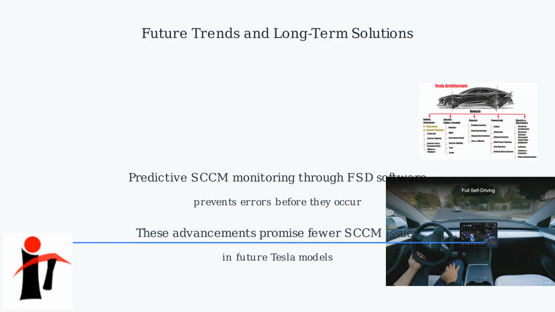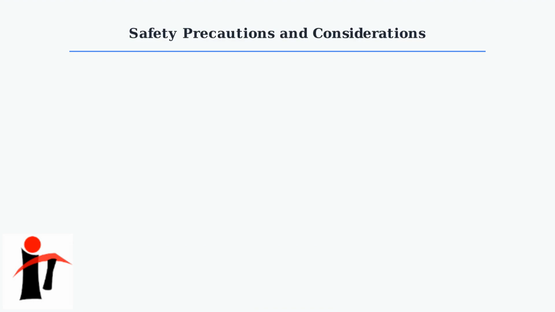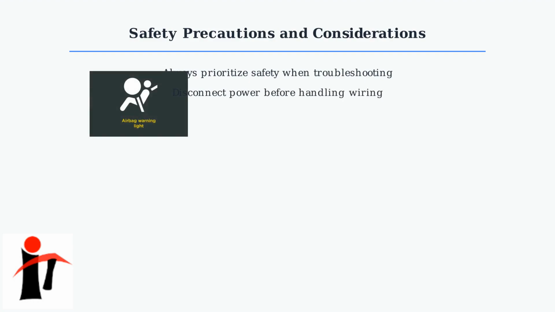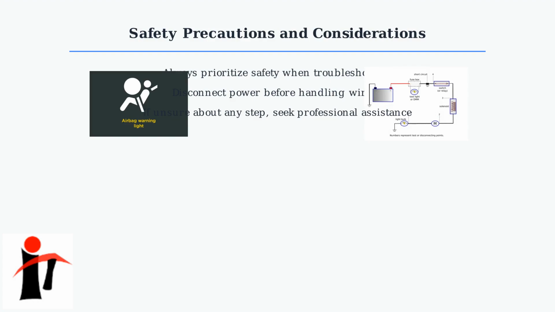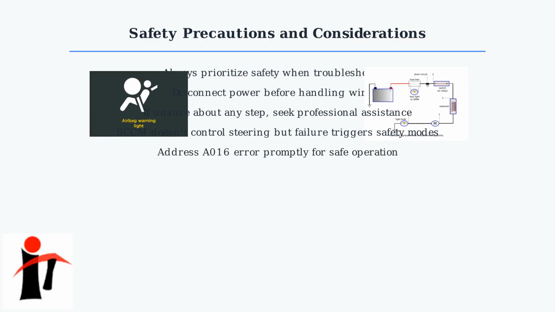future Tesla models. When troubleshooting the SCCM A016 error, safety must always come first. Always prioritize safety when troubleshooting any vehicle system. Before handling any wiring or components, disconnect the power to prevent airbag deployment or electrical shorts. If you're unsure about any troubleshooting step, stop and seek professional assistance from a certified Tesla technician. Remember that the SCCM module doesn't directly control steering, but its failure can activate safety modes that limit vehicle speed. Addressing the A016 error promptly ensures your Tesla Model 3 operates safely and reliably, protecting both you and your vehicle.